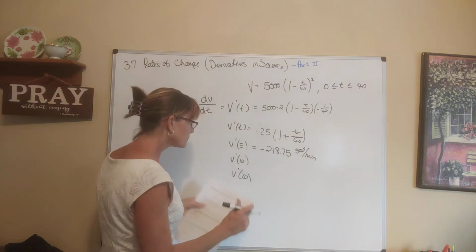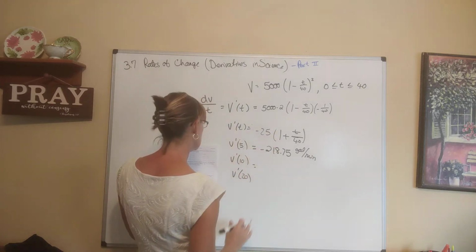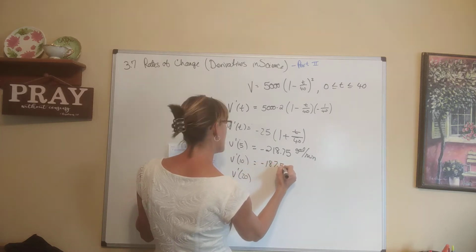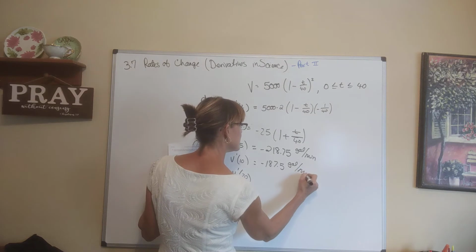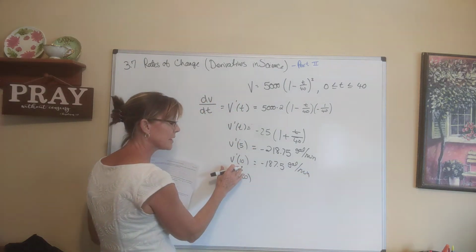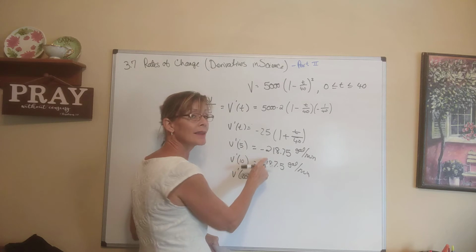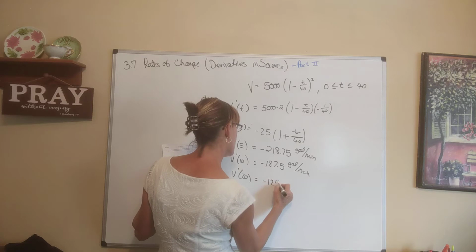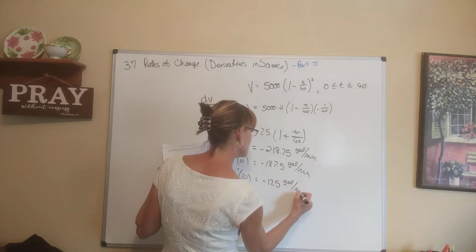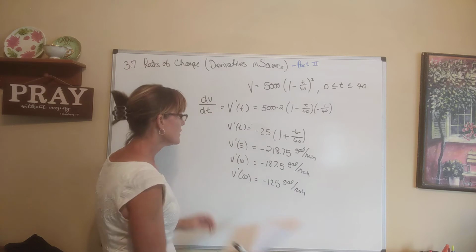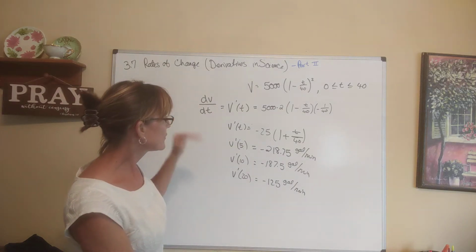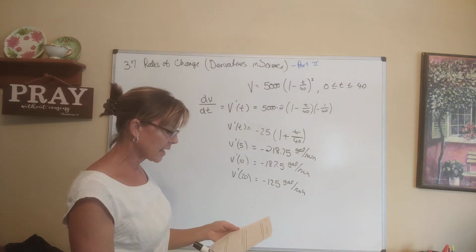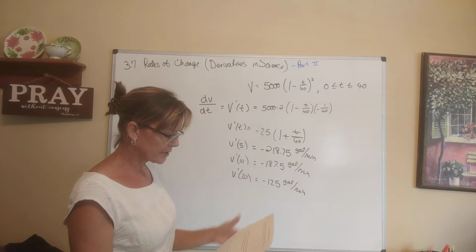And then after 10 minutes, the rate of decrease is negative 187.5 gallons per minute. So after 10 minutes have passed, it's not draining as quickly. And then after 20 minutes, the volume is decreasing at 125 gallons per minute. So you can see as time goes on, the rate of decrease of the volume is slowing a little bit. All right, so that was number 2. Let's look at number 3.